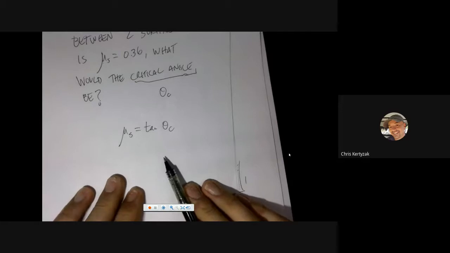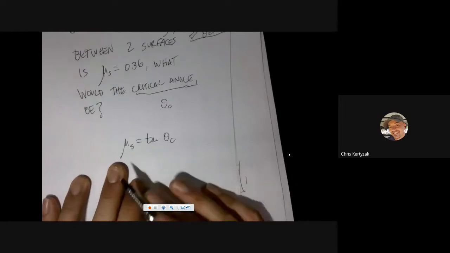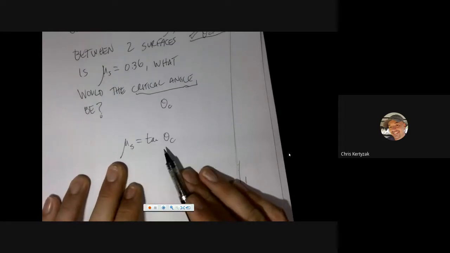So in the last case, we said we could plug theta in, the critical angle, to determine mu. Well, what would the opposite be? If we know what mu is, the coefficient of static friction, can we predict exactly what that slipping angle would be?